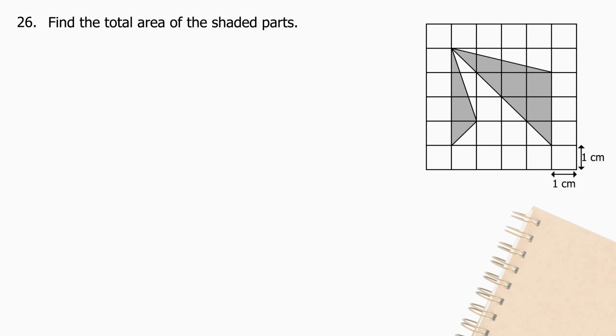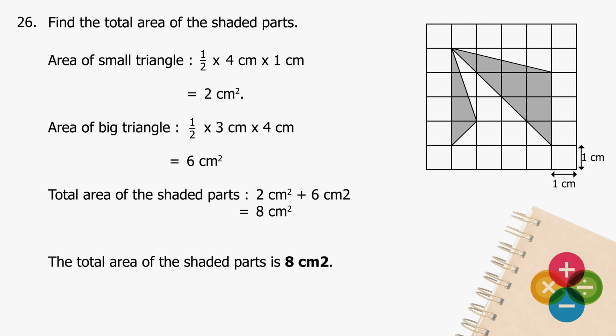Question 26. Find the total area of the shaded parts. The area of the small triangle will be, multiply 1/2 by 4 cm, and by 1 cm, and the product is 2 square centimeters. The area of the big triangle will be, multiply 1/2 by 3 cm, and by 4 cm, and the product is 6 square centimeters. The total area of the shaded parts will be, add 2 square centimeters to 6 square centimeters, and the sum is 8 square centimeters. The total area of the shaded parts is 8 square centimeters.